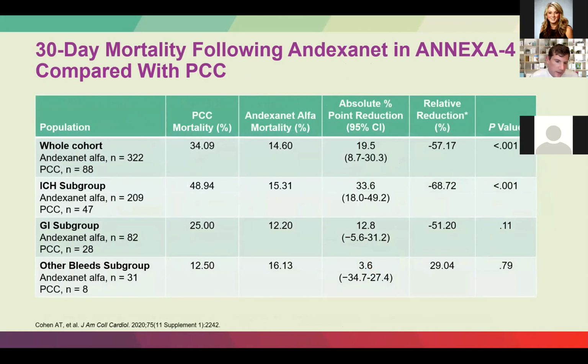I mentioned before we don't have a direct trial looking at PCCs versus andexanet alfa. This is a recent study from the spring looking at propensity score matching across a different data set, trying to compare similar patients who received PCCs versus andexanet alfa. The two left columns show you the mortality rate in the whole cohort who received PCCs versus the cohort who received andexanet alfa. And then they break it out into the intracranial hemorrhage subgroup and the GI subgroup.